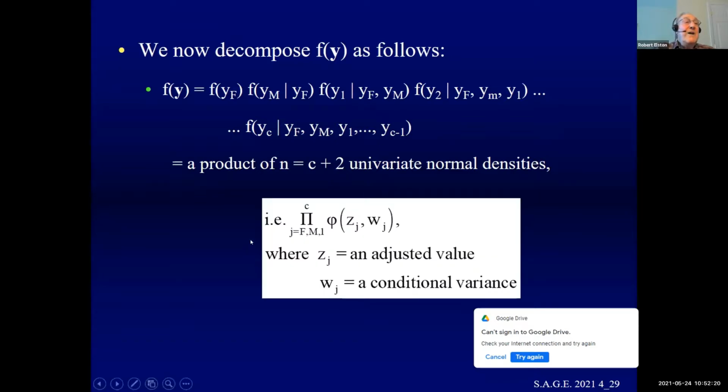That is, we now have it in the form of a product over the father, mother, and all the kids from 1 to C. And this is a normal density where Zi is an adjusted value. It's adjusted for all the previous ones. And Wj is a continuous conditional variance.